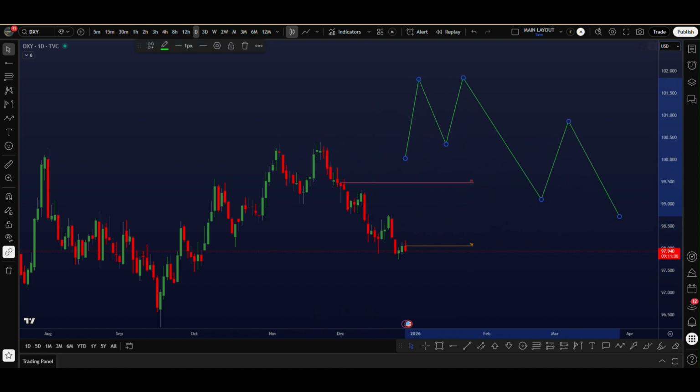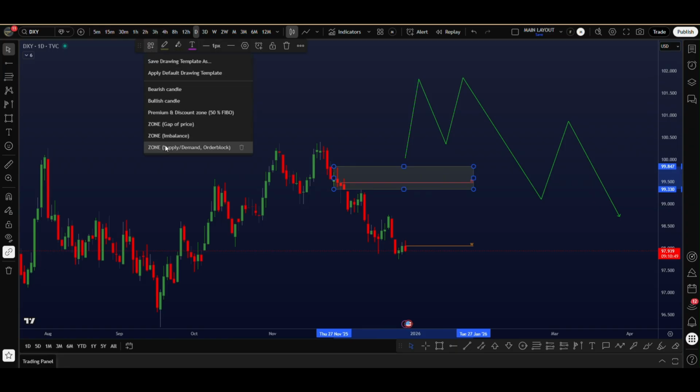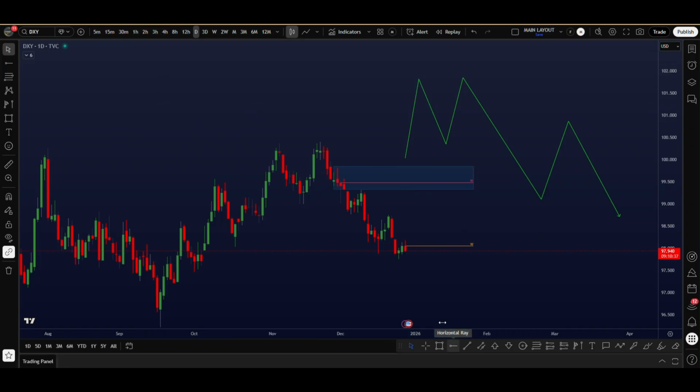So if I can identify my monthly open, and this monthly open overlaps with a zone I already marked up, like for example a supply zone, this gives me confidence to sell the market. So this is the way I use these indicators. Okay, so let's go back.